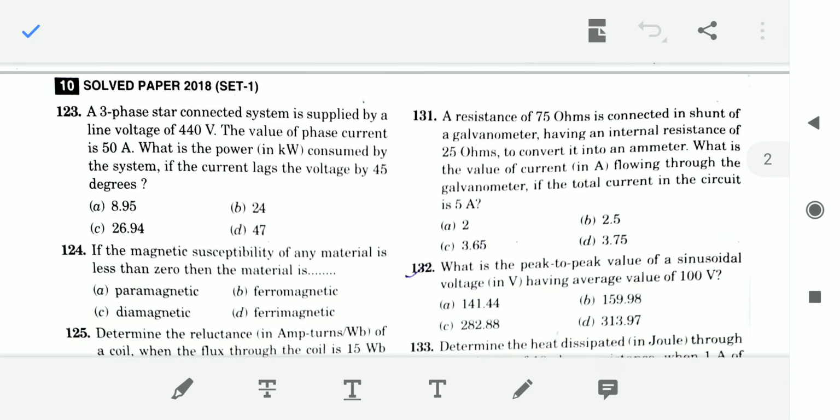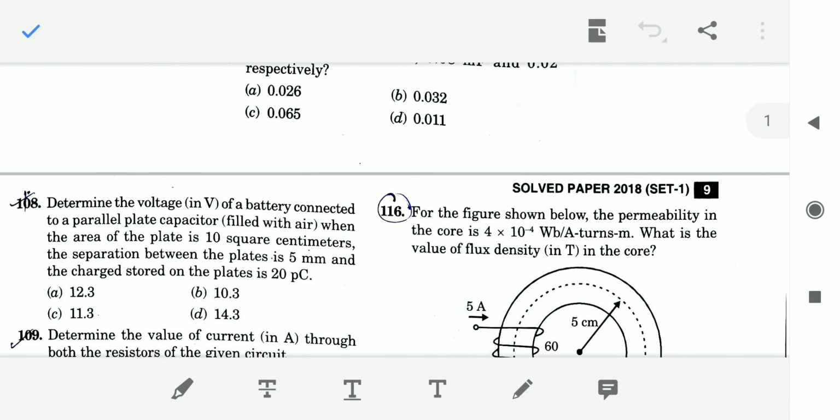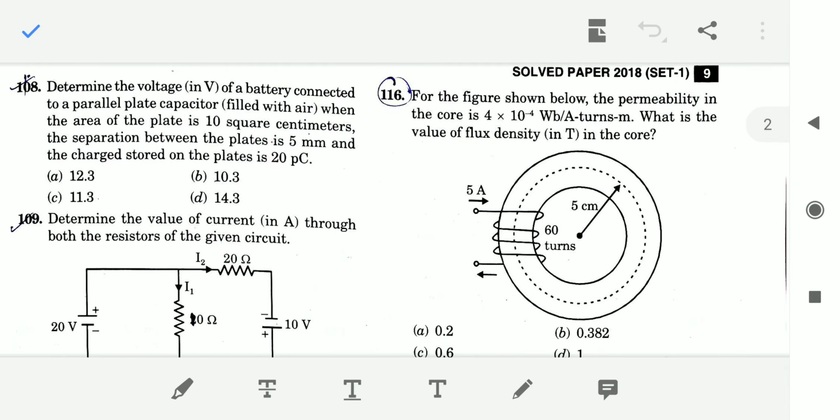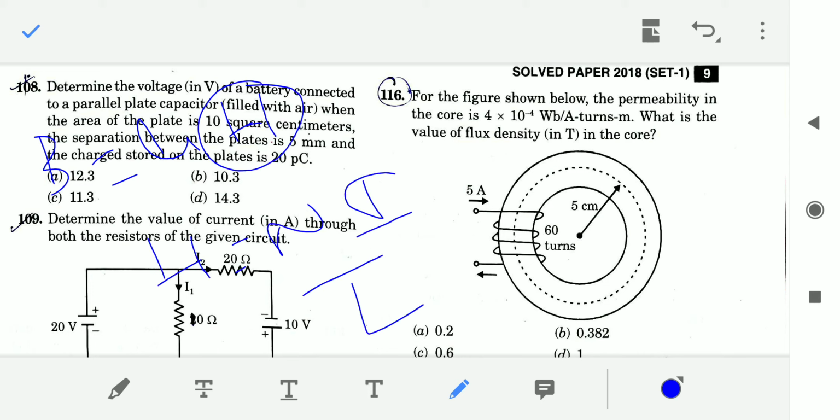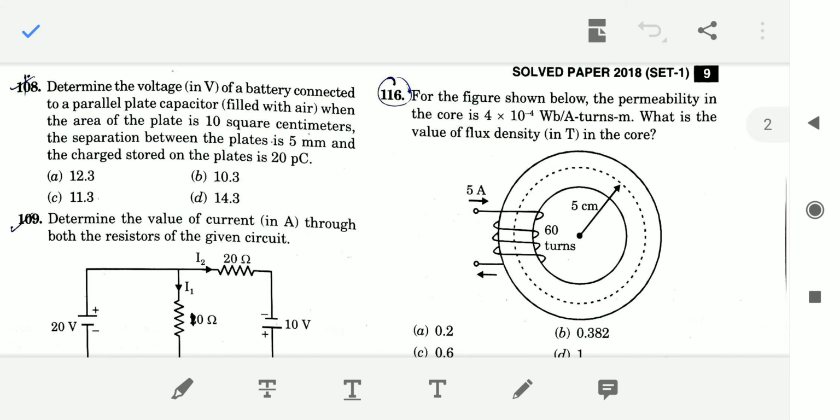Okay, and coming to question number 116. For the figure shown below, the permeability of the core is 4 into 10 power minus 4 Weber per ampere turn meter. And what is the value of flux density in the core? So we know B equal to mu into H, right? So first of all, we have to find the H value. H equal to what, sir? H equal to Ni by L.